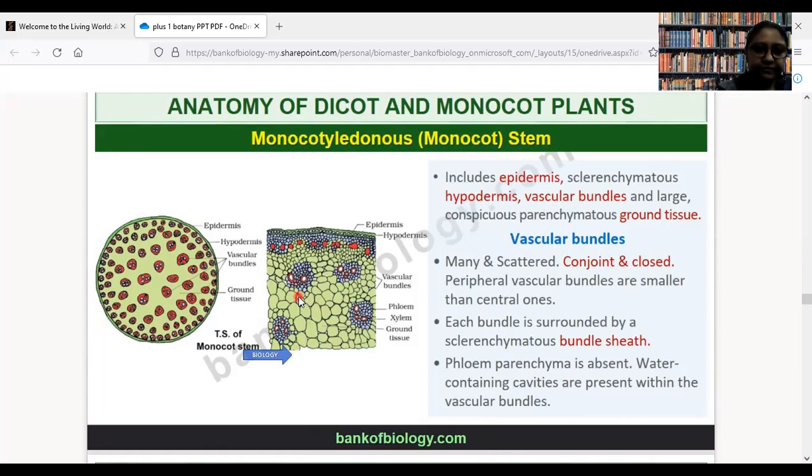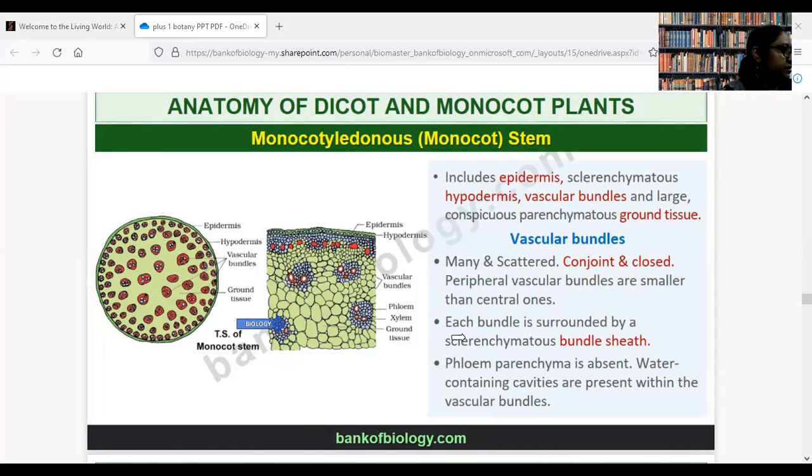So what they have is conjoined closed type of vascular bundle. Generally, the peripheral vascular bundles are smaller, and the ones present at the center are bigger.